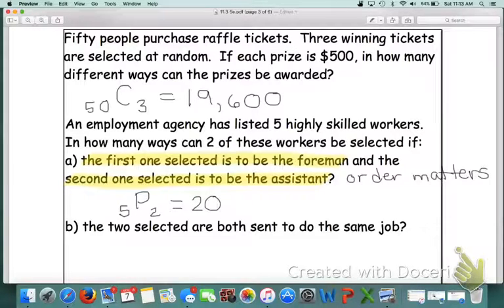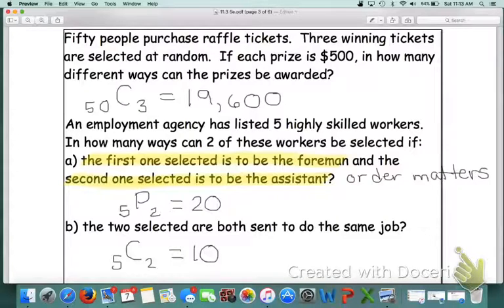Now in part B, it says that the 2 are selected to do the same job. Now I mentioned on the very first slide that with delegations, committees, and identical prizes, identical jobs is another one that uses combinations. So part B will be a combination. Order does not matter in this case because they're doing the same job. So here we would have 5C2, and that's only going to give us 10 options.